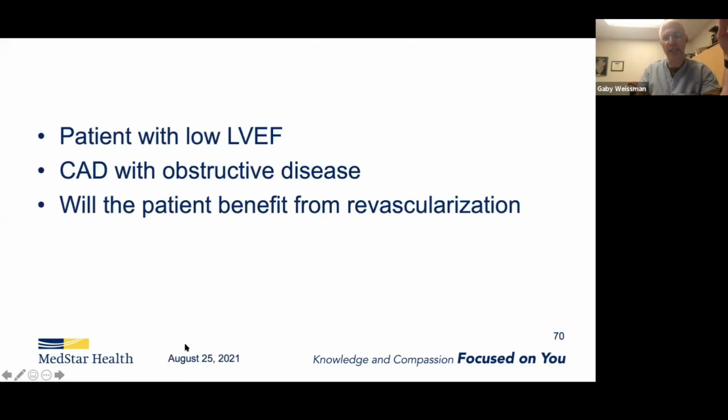So what is viability testing? The concept is as follows. You have a patient, they have a reduced ejection fraction. These things must be true: they must have a low ejection fraction with wall motion abnormalities, and they have CAD with obstructive disease. And what you want to know is, will revascularizing the patient benefit? The concept being, if the wall is dead, revascularizing dead tissue isn't helping anybody.